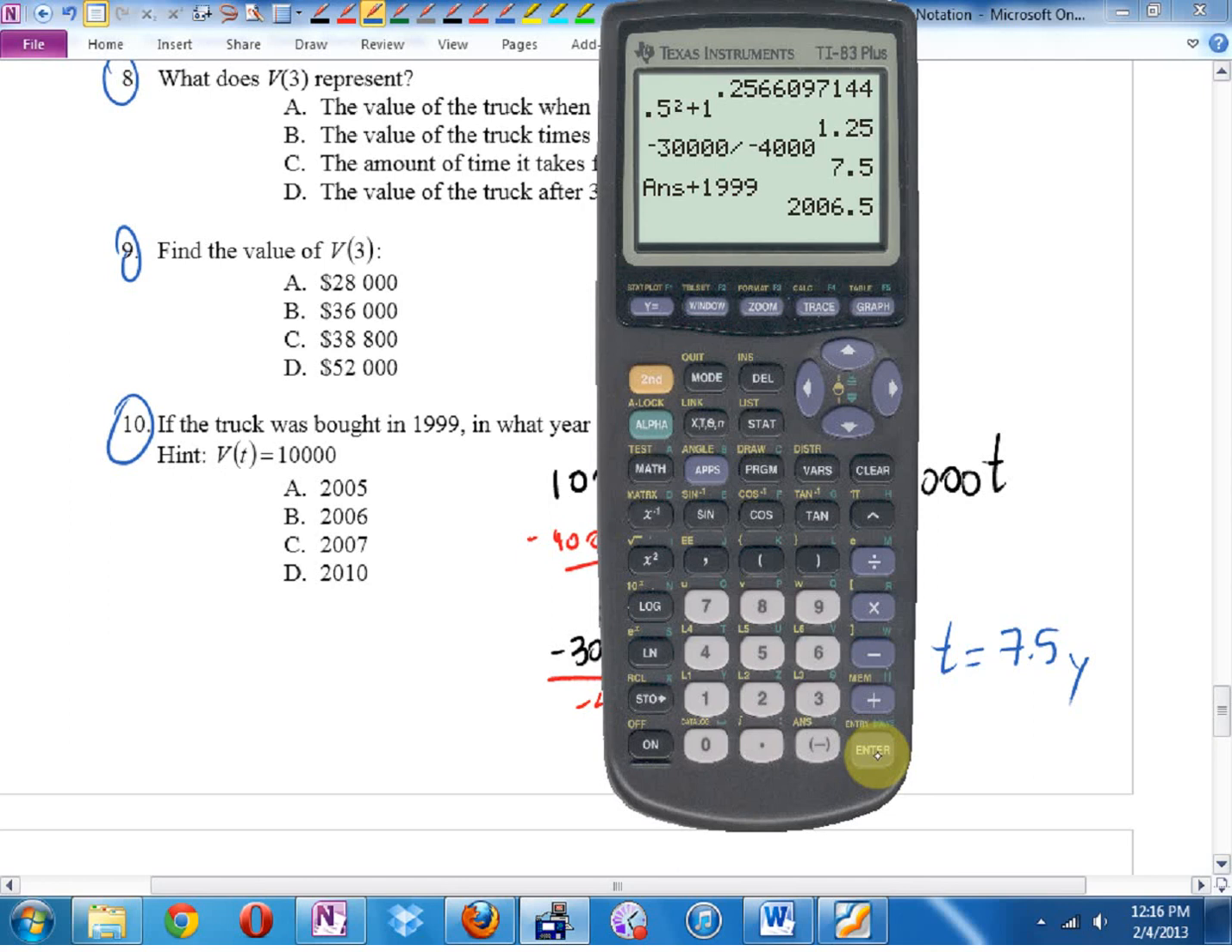By the way, buying a new car is one of the worst investments you can possibly make, because they lose money big time, right?